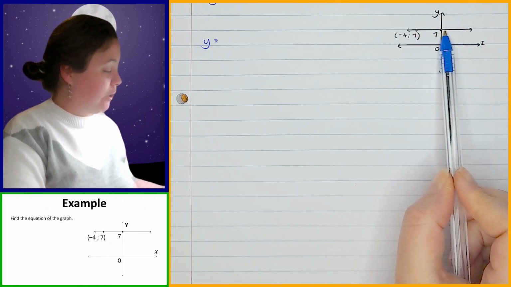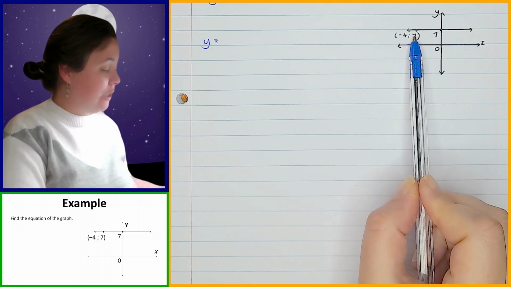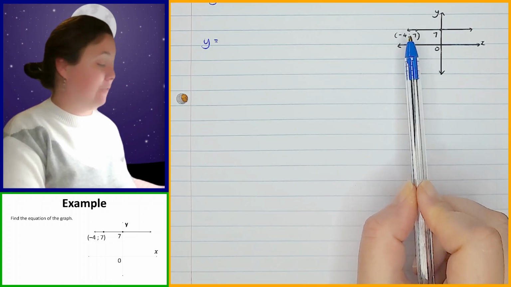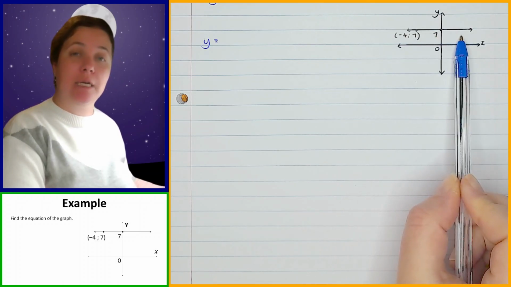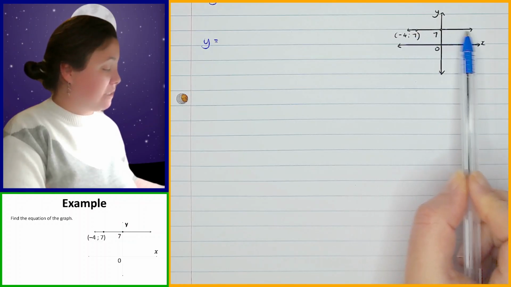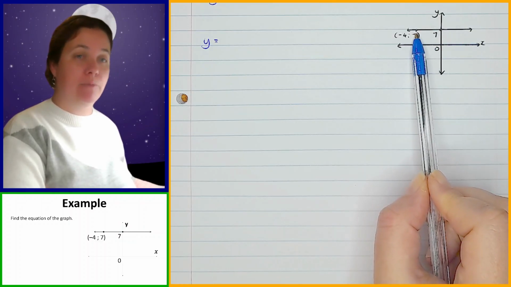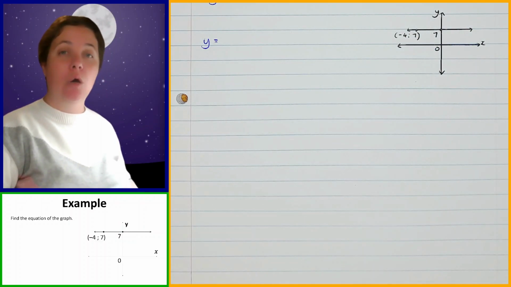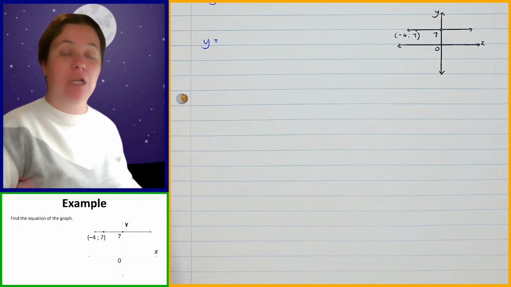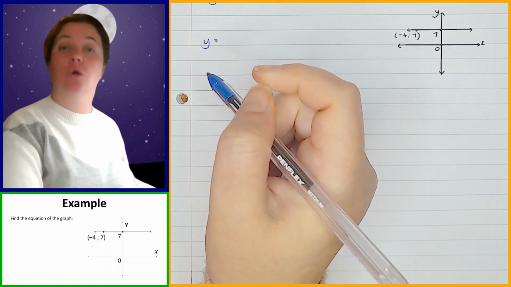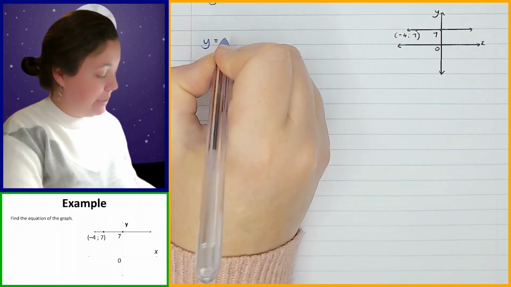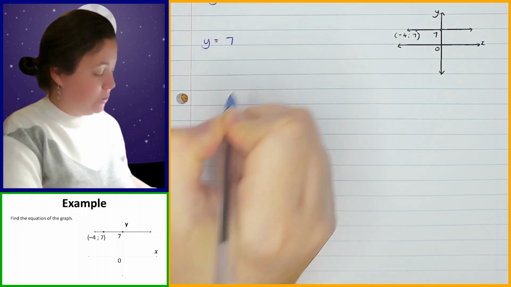Over here, it's going through the y-axis at 7, and you can also see that the y value here is 7. That means that because this is a straight line, everywhere along this line, the y value is going to be 7. Because I've got 2 points where I have the same y value of 7, y is always going to be equal to 7. So my equation is y equals 7.